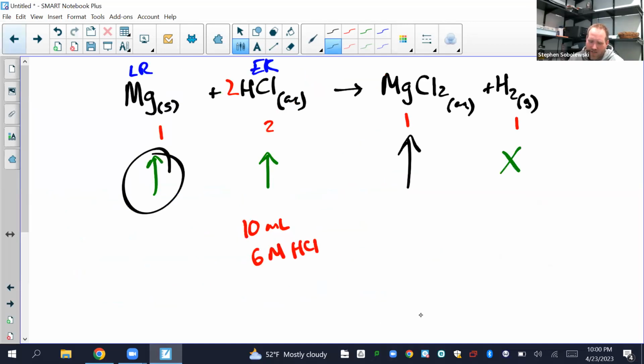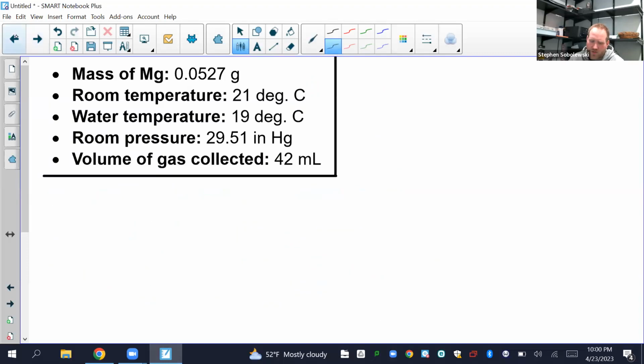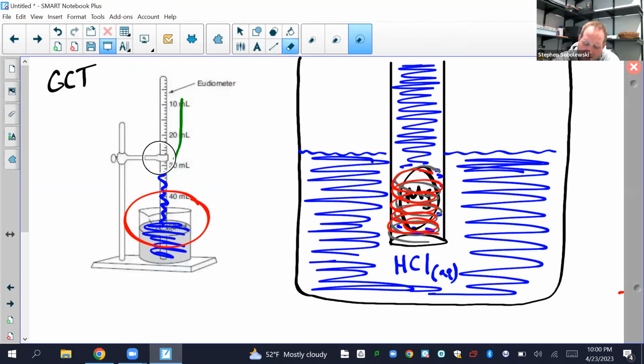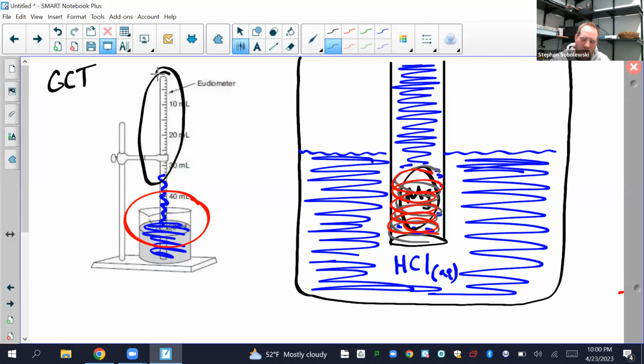Let's look inside the eudiometer again. Where'd it go? Right here. Anytime you collect a gas by bubbling it through water, the gas is not just the thing you're collecting. Water ends up kind of getting kicked up into that gas. So the gas in the eudiometer is actually not pure H2. It's H2 and H2O. It's both of them.